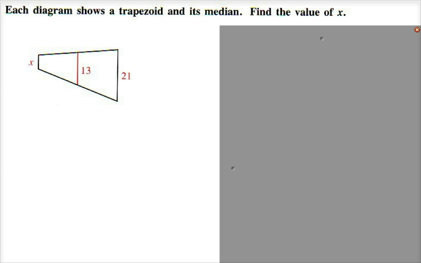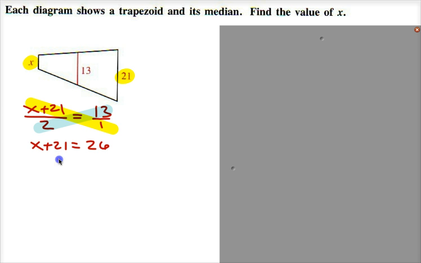Each diagram shows a trapezoid and its median. Find the value of x. Well, I know for this, if I add up the bases and divide by 2, it equals the median. So I'm going to write this whole equation out. If I add up the bases, x plus 21, and divide by 2, it should equal the median, which is 13. And I'm just going to solve this by cross multiplying. So if I multiply this way first, I get 1 times x plus 21, which is x plus 21. And that should equal, multiplying diagonally the other way, 2 times 13, which is 26. Subtract 21 on each side, and you get that x is 5.